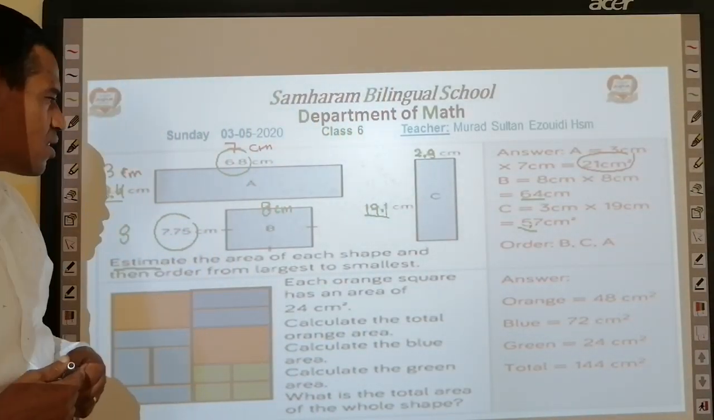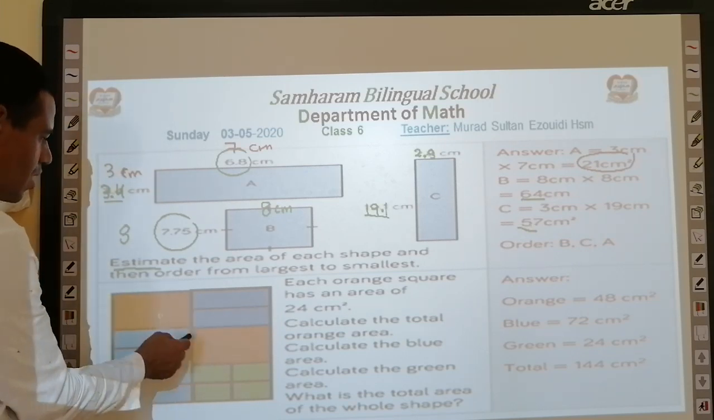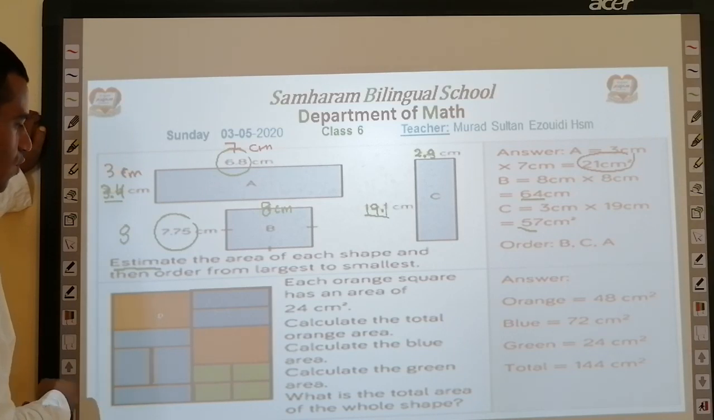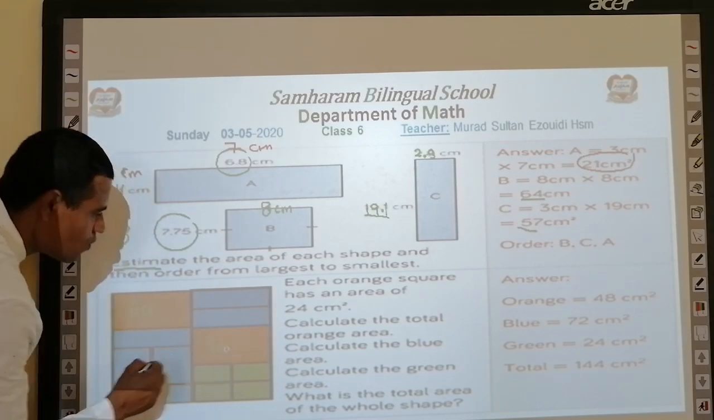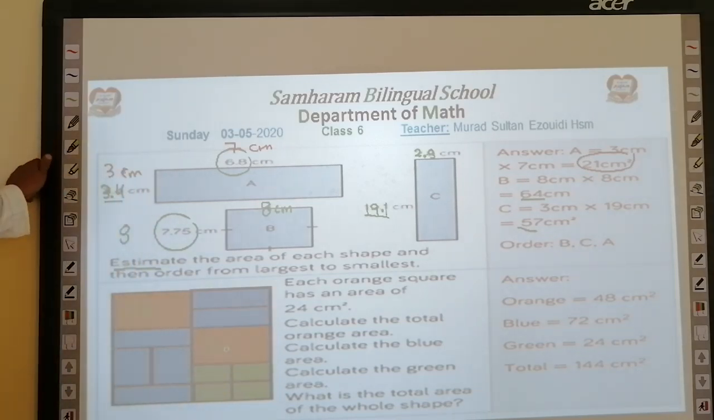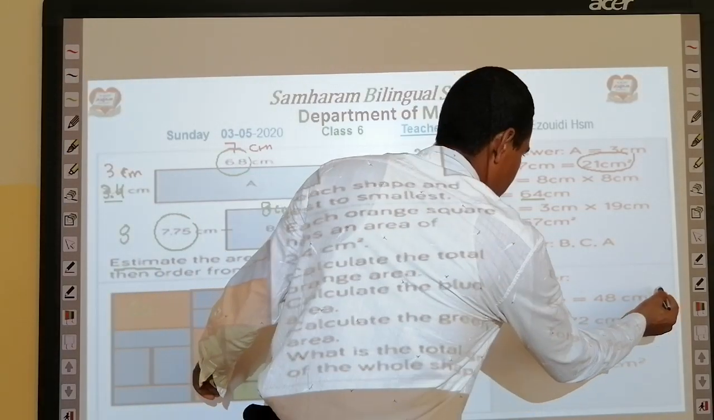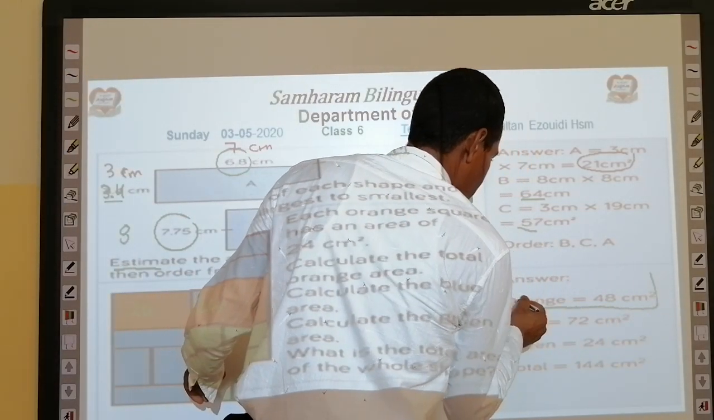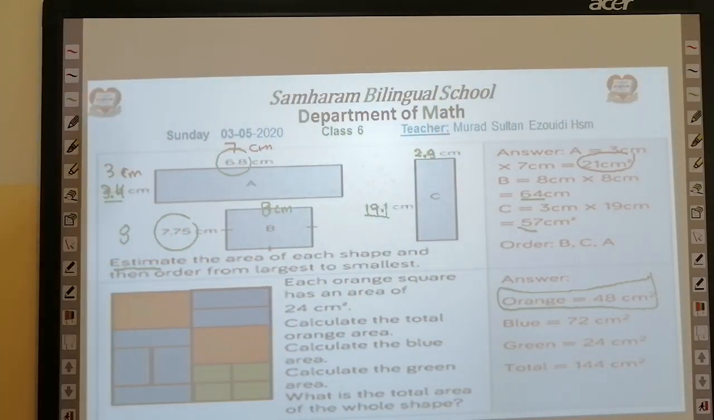Now we'll move to the next one. Each orange square has an area of 24. This one is 24. This is also 24. Calculate the total orange area. So 24 plus 24 gives 48. This is the total area of the orange rectangles. Then calculate the blue area. The blue area is what?